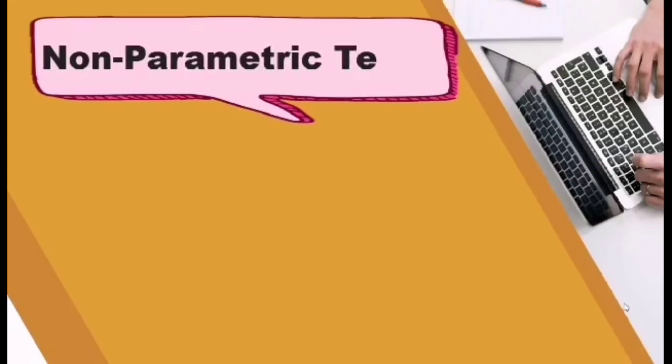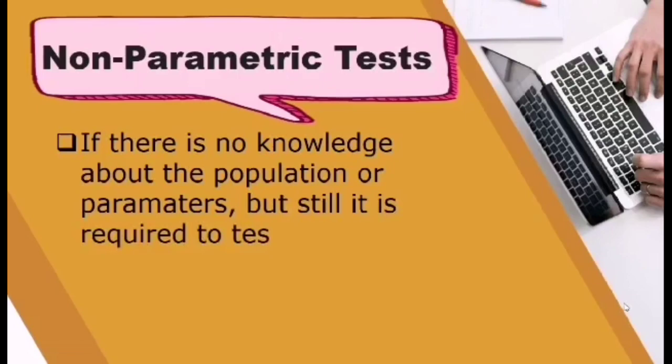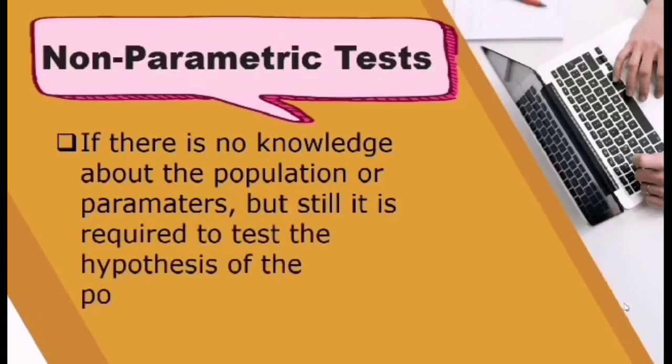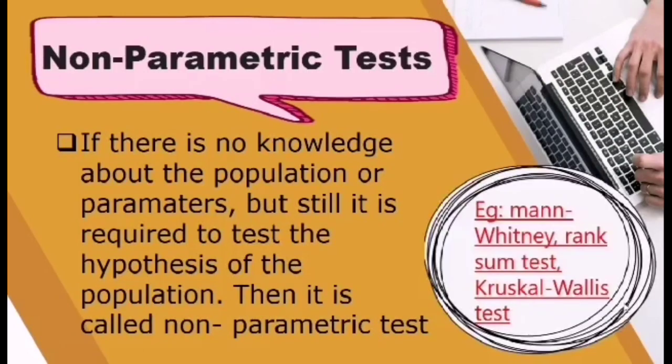Let us now move to the non-parametric test. If there is no knowledge about the population or parameters, but still it is required to test the hypothesis of the population, then it is called a non-parametric test. Examples are the Mann-Whitney, rank sum test, and Kruskal-Wallis test.